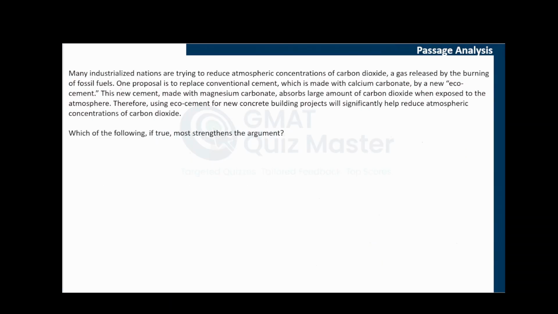Let's now start with passage analysis. Many industrialized nations, so we are talking about multiple industrialized nations, are trying to reduce atmospheric concentrations of carbon dioxide. So, what are these nations trying to do? They are trying to reduce the atmospheric concentration of carbon dioxide. That is how much carbon dioxide is present in the atmosphere. They are trying to reduce that concentration.